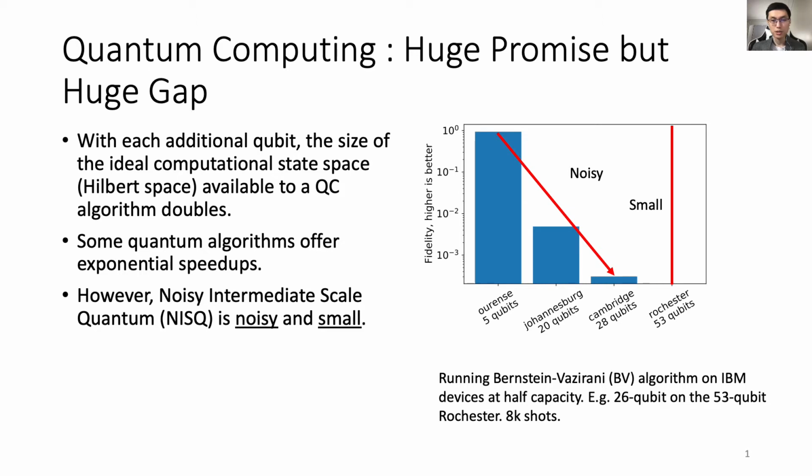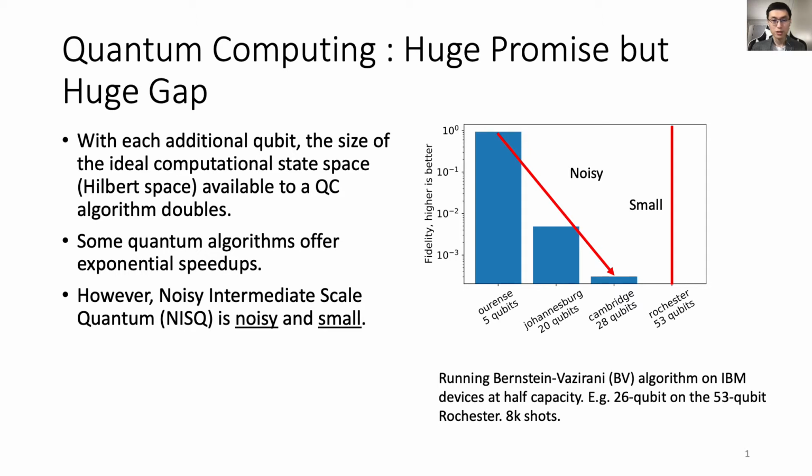Each additional qubit doubles the size of the computational state space available to a QC algorithm. Perhaps the most famous example is Shor's integer factorization algorithm, which promises an exponential speedup over its classical counterparts. However, we're currently in the noisy intermediate-scale quantum era, or NISQ, where devices are noisy and small.